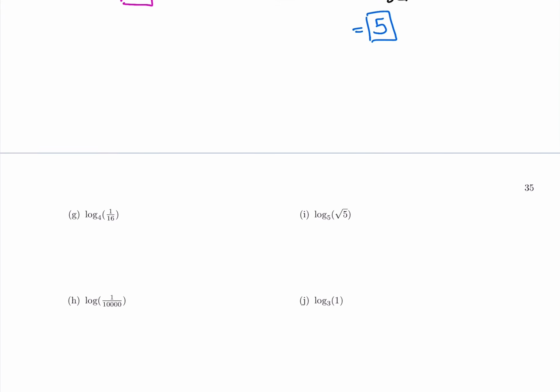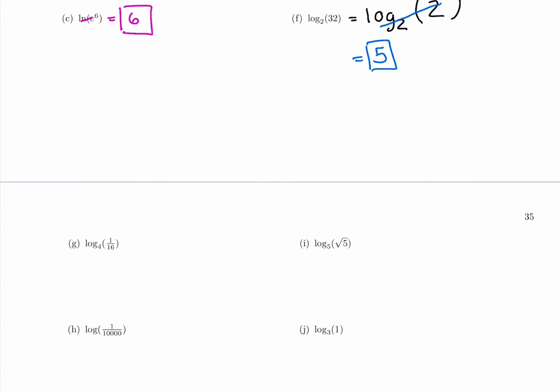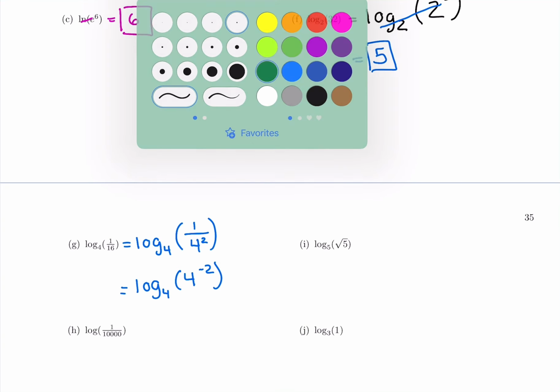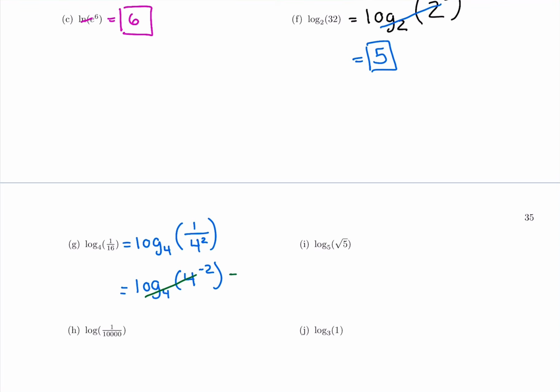Moving on to the next page, we have log base 4 of 1 over 16. So this is log base 4. So I want to write 1 over 16 as being a base 4 as well. Well, that's 1 over 4 to the what power would give us 16? It'd be 4 to the 2. And then we know if the power is in the denominator, that really means it's a negative exponent. So this is 4 to the negative 2, really, if it's in the denominator. So that log base 4 and 4 cancel, and we're left with just negative 2.